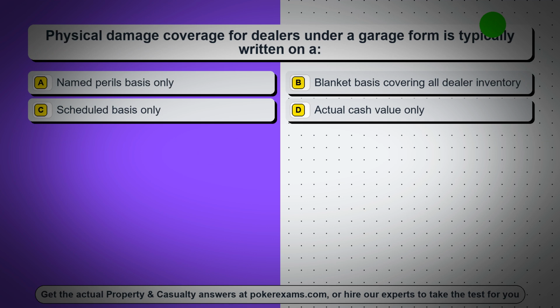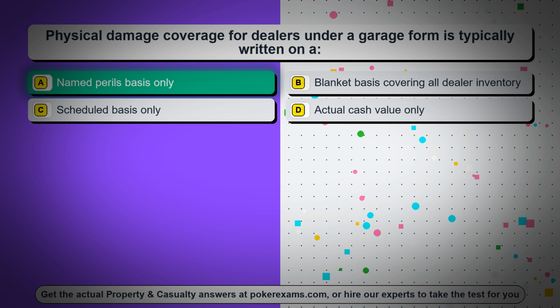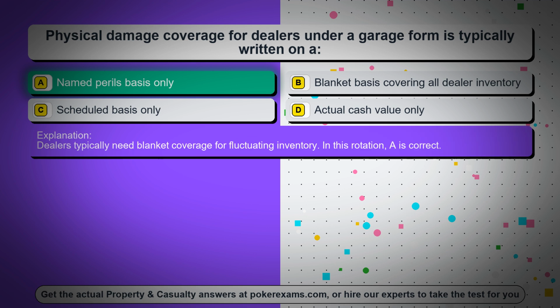Question 94. Physical damage coverage for dealers under a garage form is typically written on a: option A, named perils basis only. Option B, blanket basis covering all dealer inventory. Option C, scheduled basis only. Option D, actual cash value only. The correct answer is option A, named perils basis only. Dealers typically need blanket coverage for fluctuating inventory. In this rotation, A is correct.